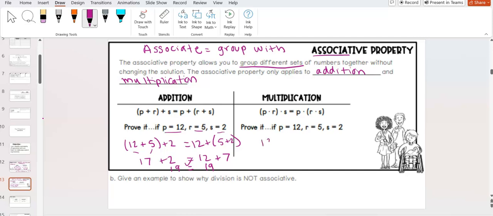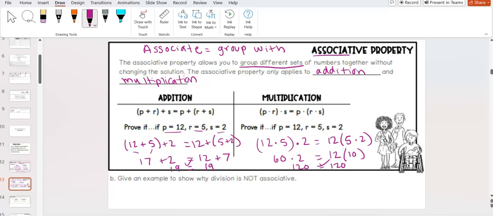Now on this side, it's going to be the same thing. 12 times 5 times 2 versus 12 times the quantity 5 times 2. 12 times 5 is 60, times 2 is 120. And 12 times the quantity 5 times 2, which is 10, is also 120. So again, they are the same.